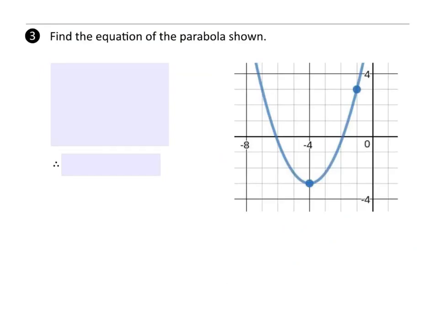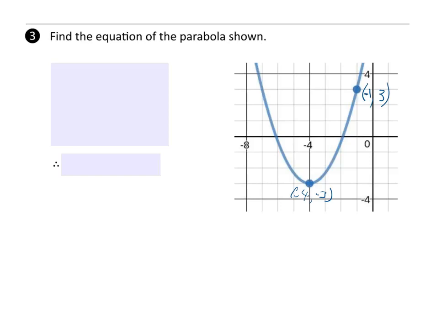Find the equation of the parabola shown. Well, we're given a few points. We're given the vertex to start, and then we're also given this point (-1, 3), and we're given the vertex, which is (-4, -3).